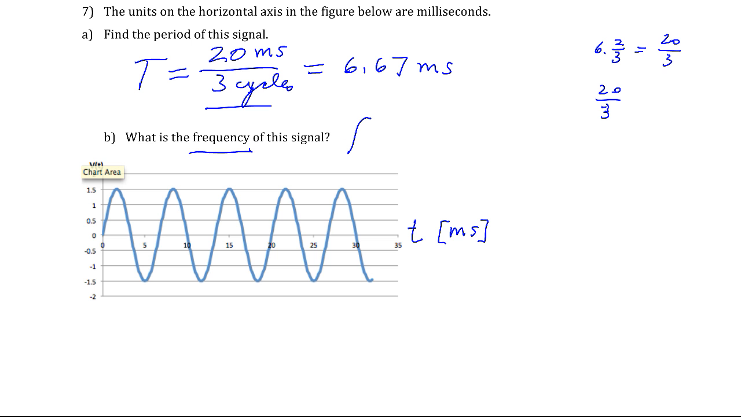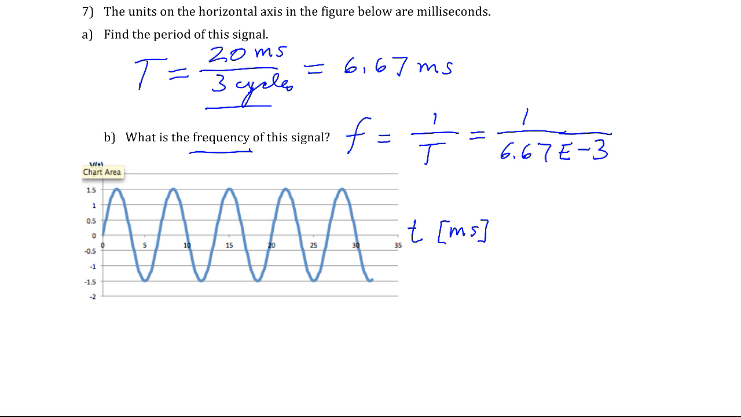To calculate the frequency, we invert the period. The frequency is 1 over the period. And I'm going to go ahead and plug in units of seconds here. I'm going to erase some of this, and I'm going to go 1 divided by 6.67 times 10 to the minus 3. And if you plug that in on your calculator, you're going to get 150 hertz coming out of this. Make sure you can do that calculation.